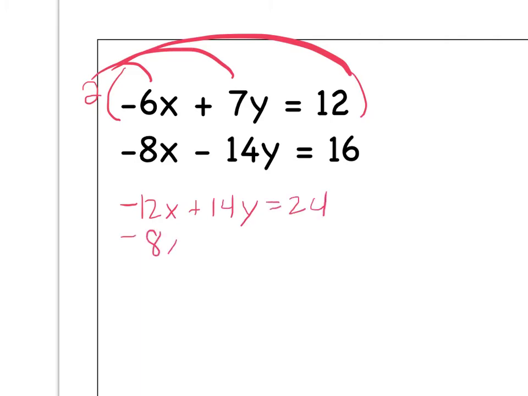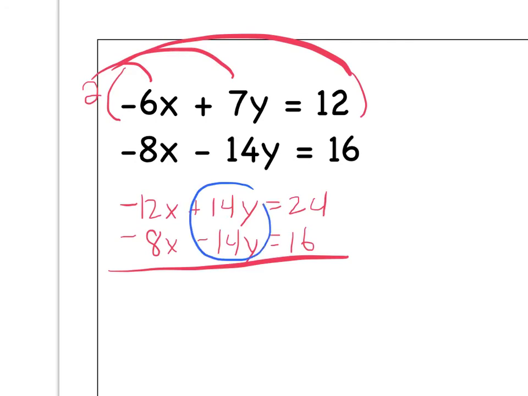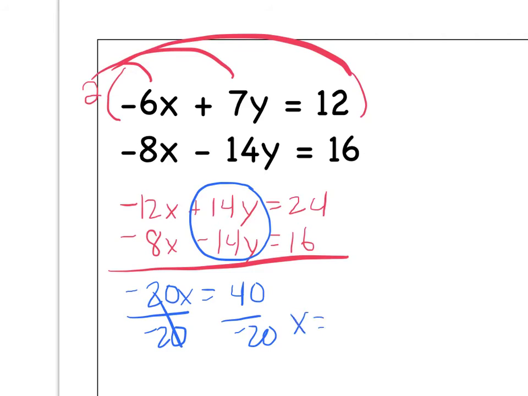And I'll take my second equation. And since they're opposites, we can go ahead and add. Negative 12x plus negative 8x is negative 20x equaling 40. Divide by negative 20, and x equals negative 2.